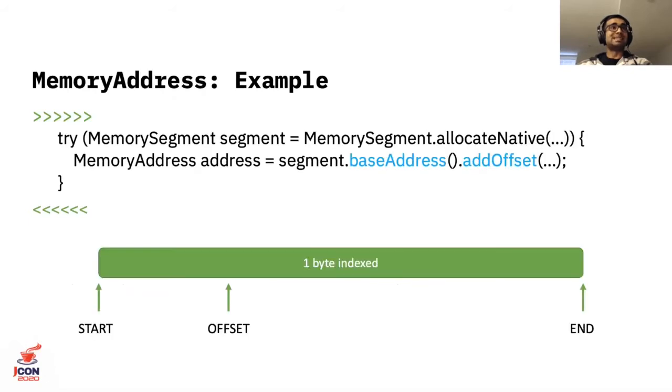Let's move to the next abstraction, which is MemoryAddress, which is simply a C pointer. In this example, we are extending the previous example of the memory segment. And we are deriving a memory address through two methods, base address and add offset. The combination of these two methods will allow us to derive a memory address for any byte in the memory segment. So this is simple pointer arithmetic that we are currently able to do in a C program, but this is in Java. And so this covers the memory address abstraction.